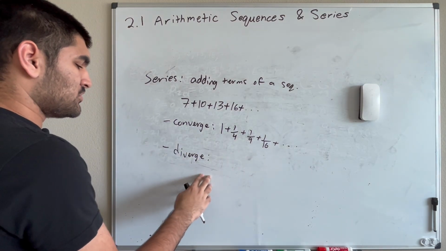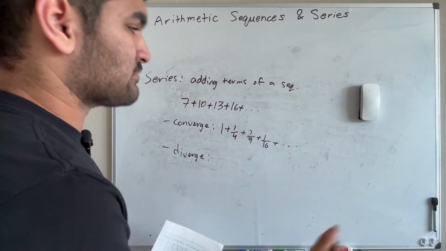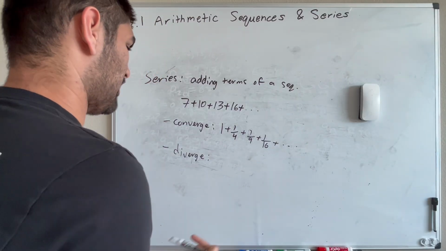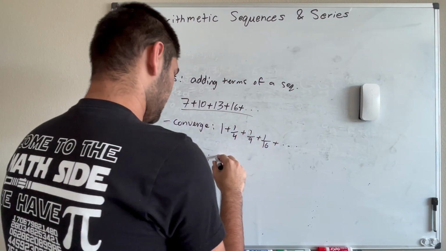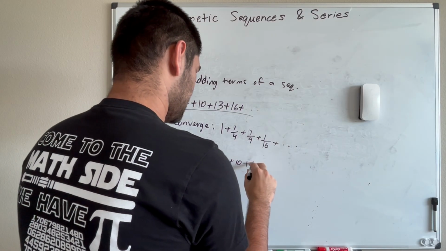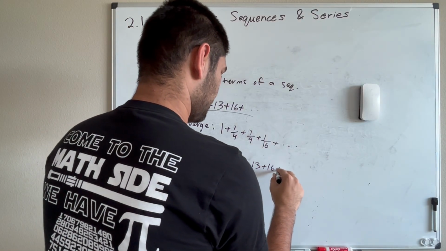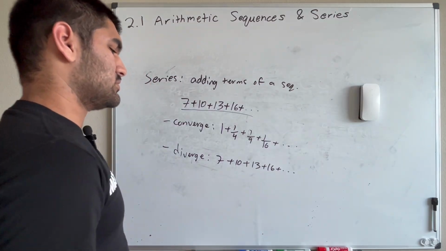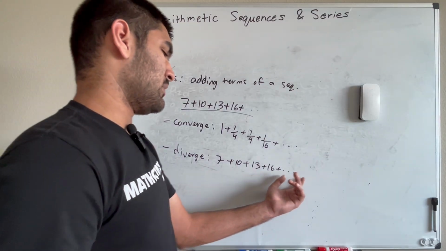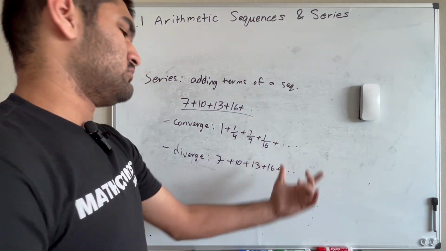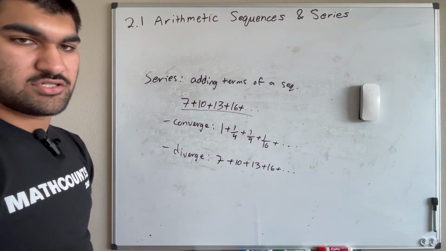On the other hand, diverges means it doesn't approach a certain value. It just keeps growing or keeps decreasing. So for example, if we had the series 7 plus 10 plus 13 plus 16, I think it's really clear to see that this would just keep growing and growing and doesn't approach a certain value. So we say this series diverges.